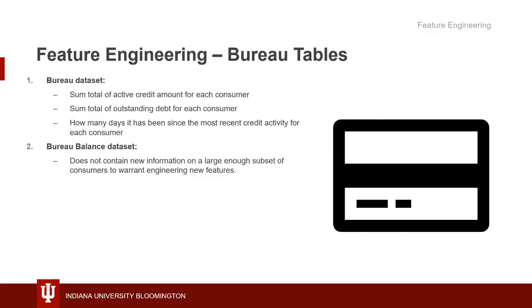Yes, this is Mark. There were two Bureau data sets. So there was the Bureau data set, which most people had information on, and a large portion of that was active credit. So we were able to engineer features such as their current active credit limit, their outstanding debt, and how long it has been since their most recent credit activity for every consumer.